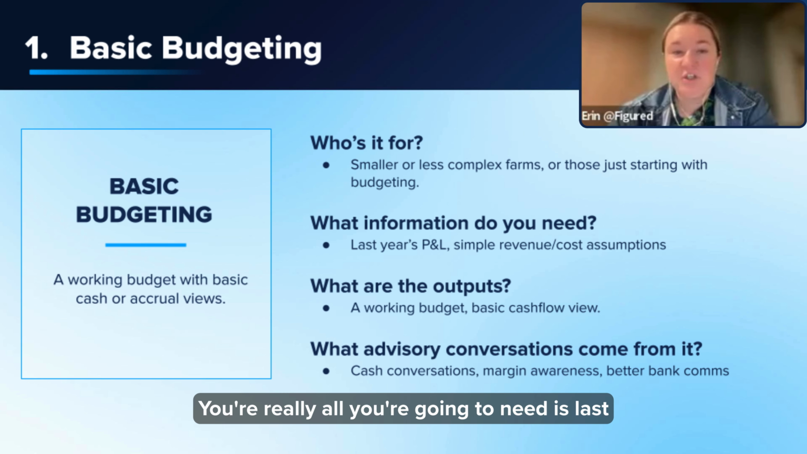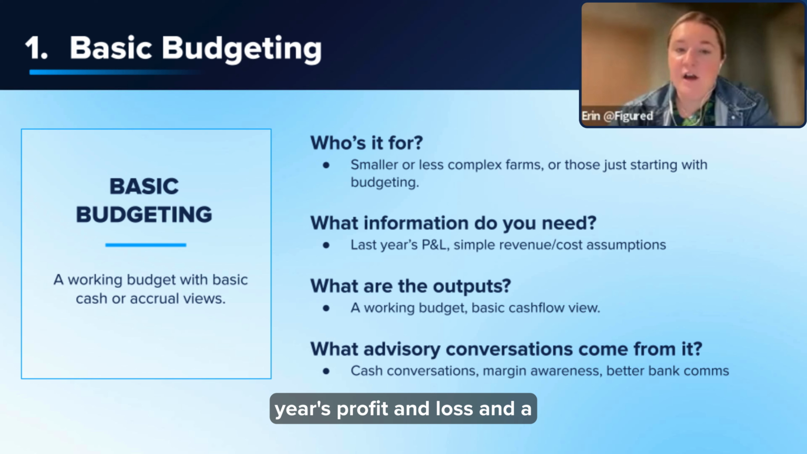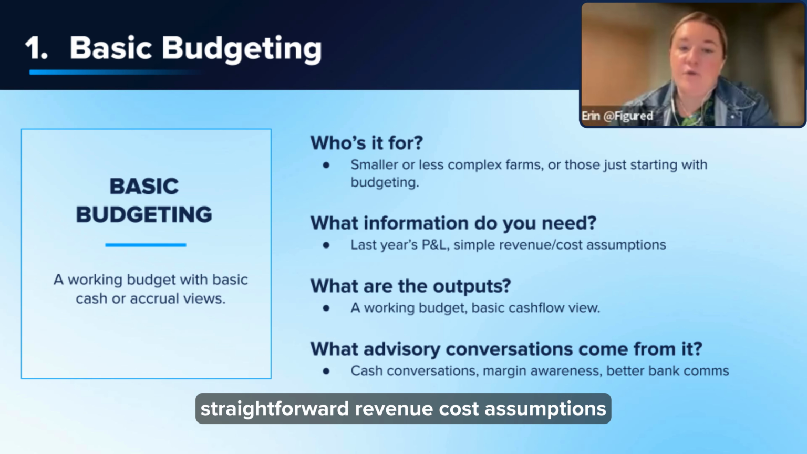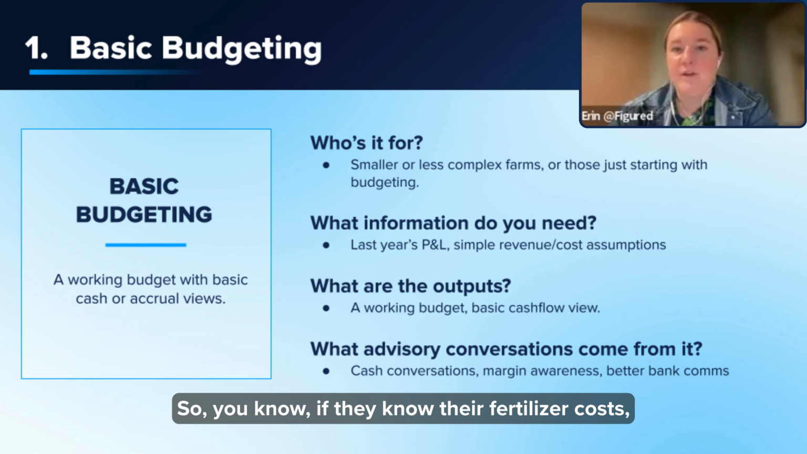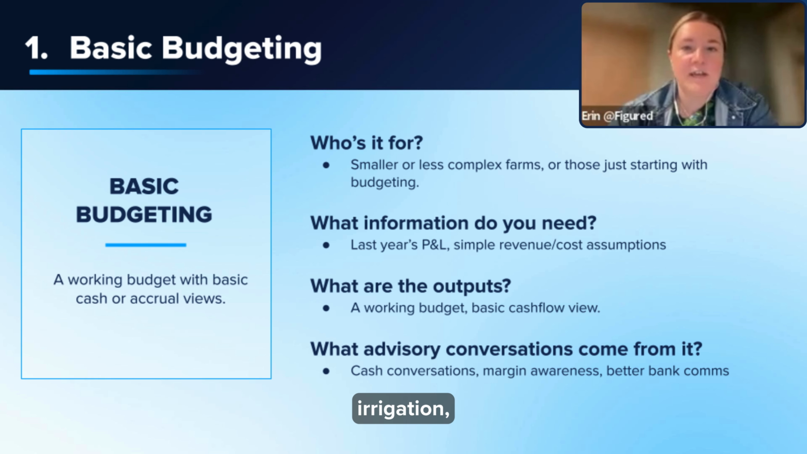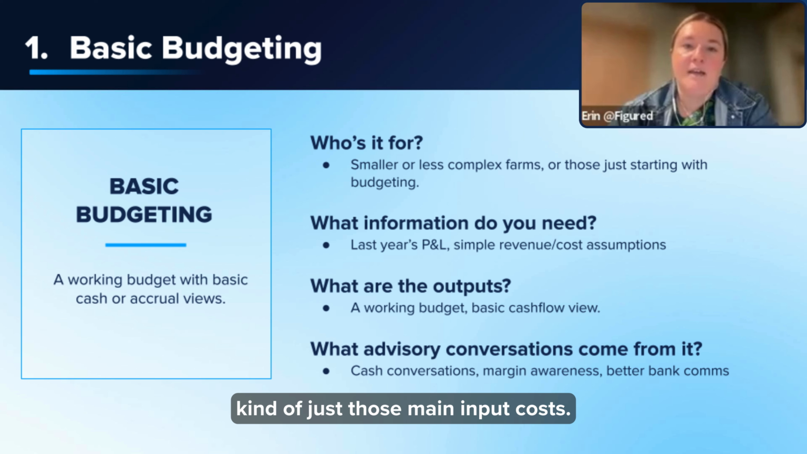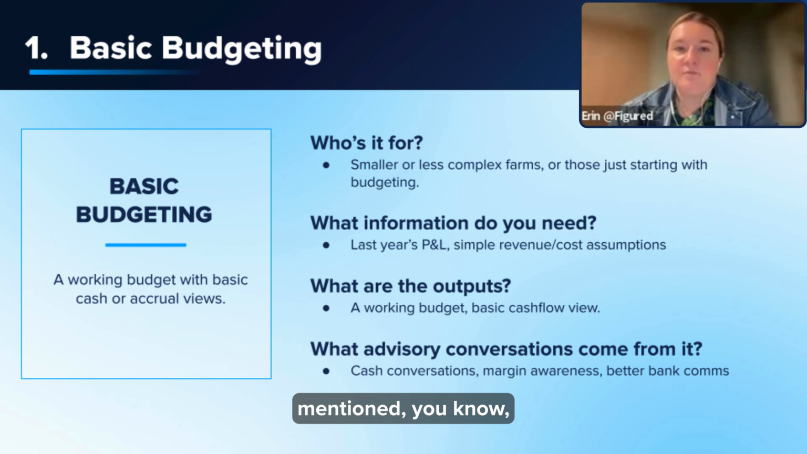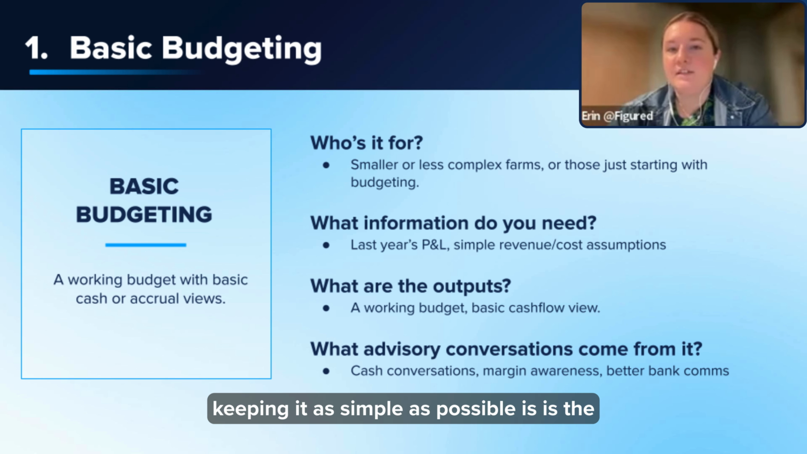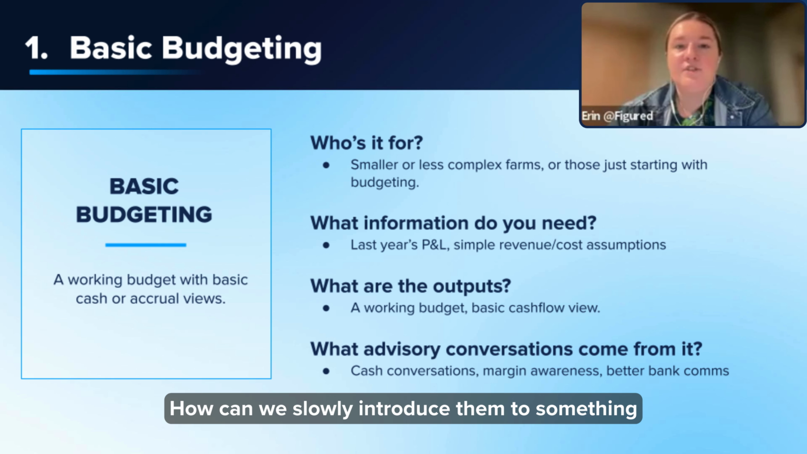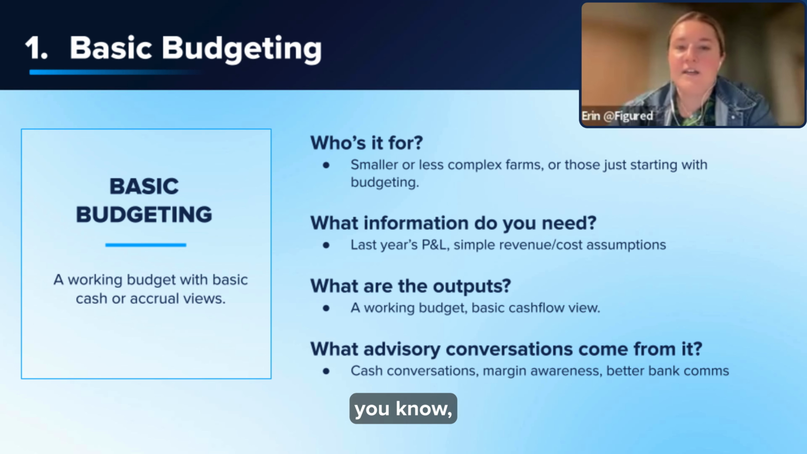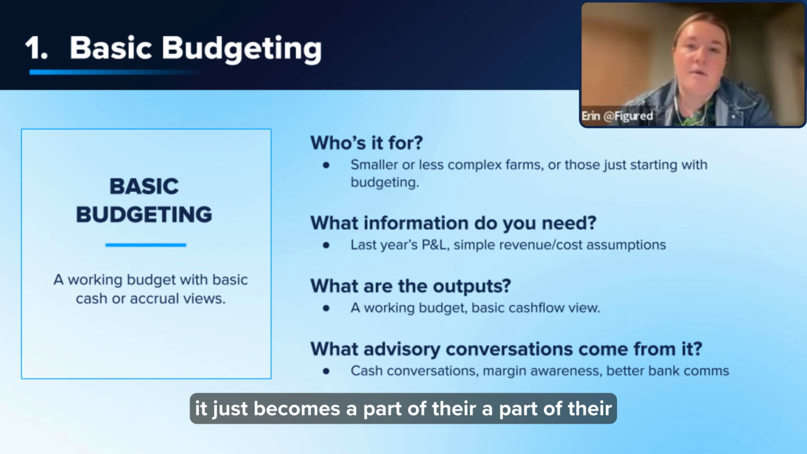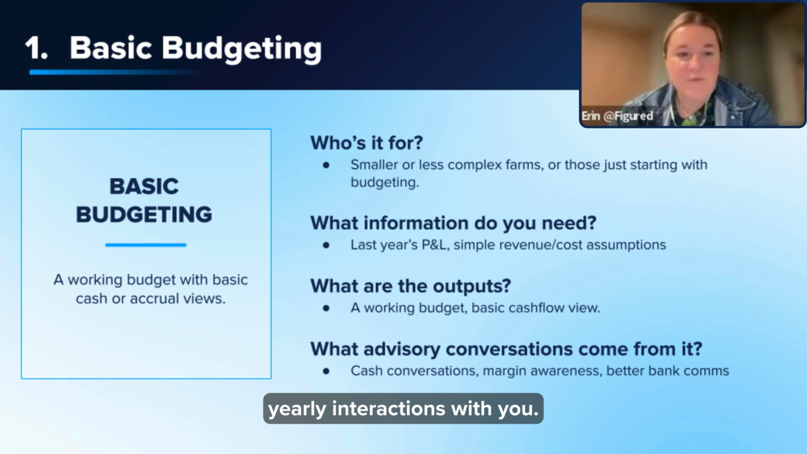All you're going to need is last year's profit and loss and straightforward revenue and cost assumptions for the coming year. So, if they know their fertilizer costs, irrigation, just those main input costs. And then really, like Paul mentioned, keeping it as simple as possible is the key. How can we slowly introduce them to something like this so that it's sustainable and just becomes a part of their yearly interactions with you?